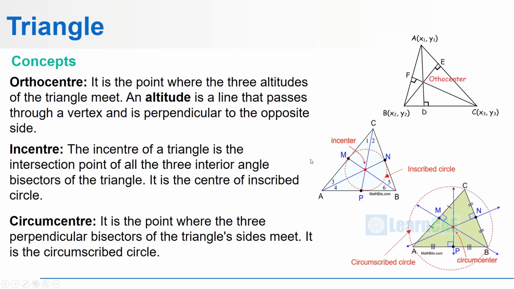Next is circumcenter. Here it is the point where the three perpendicular bisectors of a triangle's sides meet. It is the circumscribed circle's center. So if you draw a circle outside the triangle connecting all the three vertex points, then that center is called the circumcenter. It is also the common point of all the three perpendicular bisectors of the triangle's sides. That is, here it is not touching the vertex, but the bisectors are perpendicular to the sides and also it is bisecting the sides. So all the three bisectors will have a common point, that is the circumcenter. So we can see the difference between orthocenter, incenter and circumcenter.